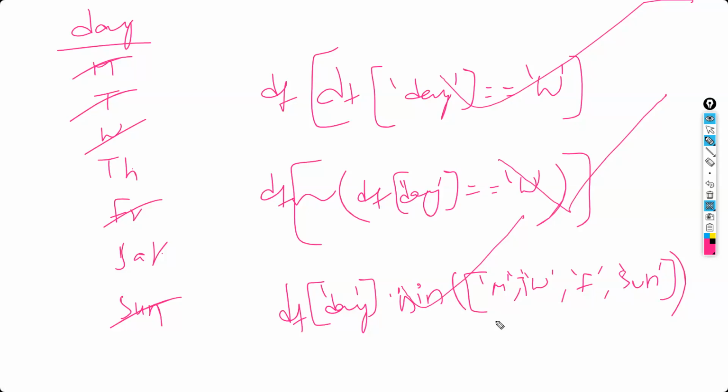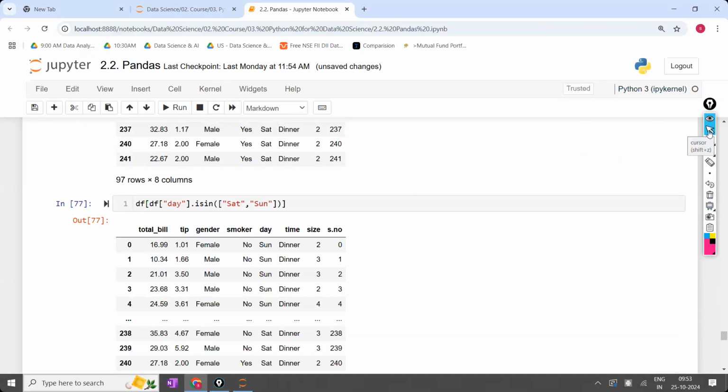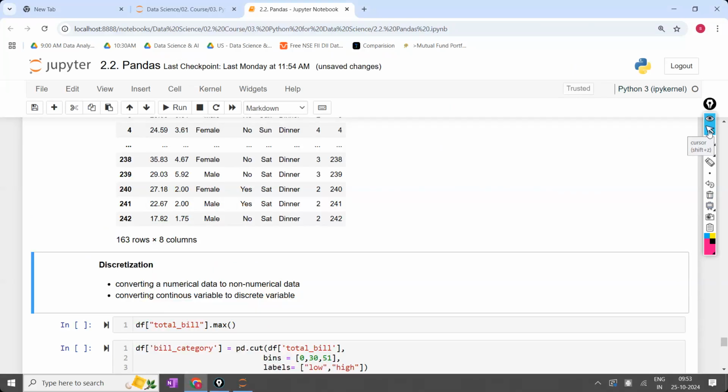Is the point clear? You want a single day or multiple days. Single day means you write a single day. Multiple days means write multiple days here. Is the point clear, guys? Everyone? So like this, you are going to extract the data, and like this, we are going to select the data.